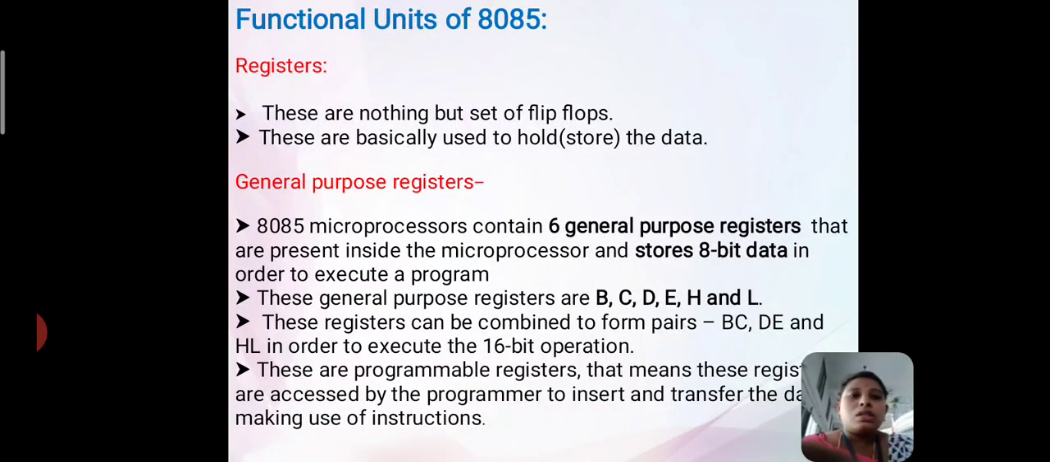First block, registers. These registers are nothing but a set of flip-flops, and they are basically used to hold or to store the data. For storing or holding purposes, these registers are used in the 8085 microprocessor. Next, we see general purpose registers. The 8085 microprocessor contains a total of 6 general purpose registers.